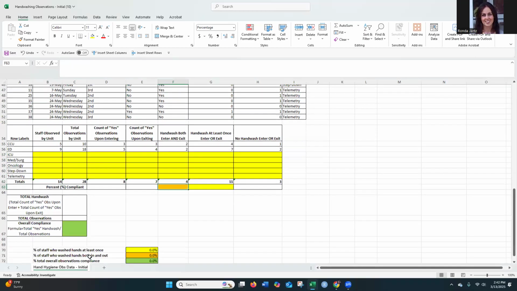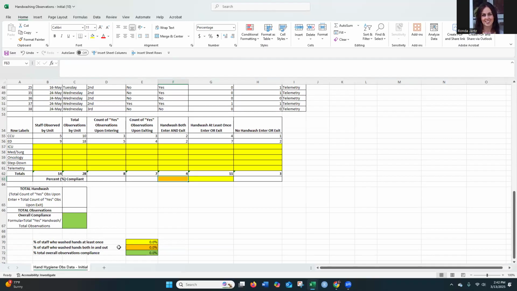So let's first find the percentage of staff who washed both in and out. If we were to have only 4 who washed in and out and 50 total people, we would take equals 4 divided by 50, and it gives us 8% who washed their hands both times. We can also do this with hand washed at least once, which is our second percentage. Equals 11 divided by 50, and we get 22%.